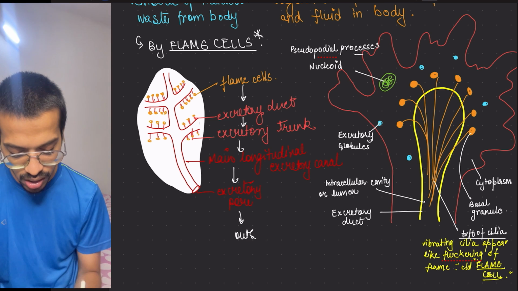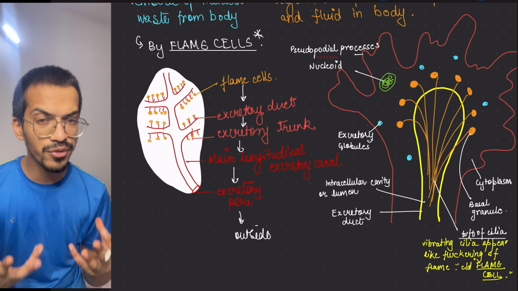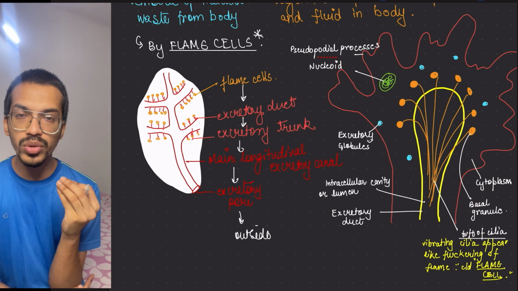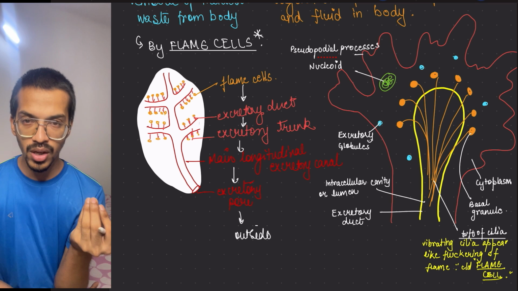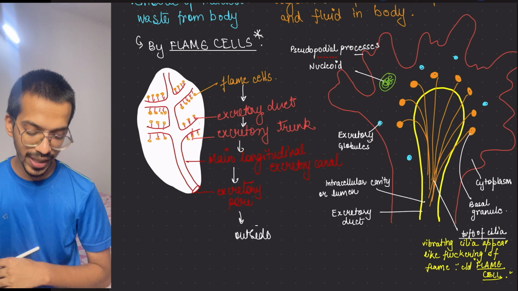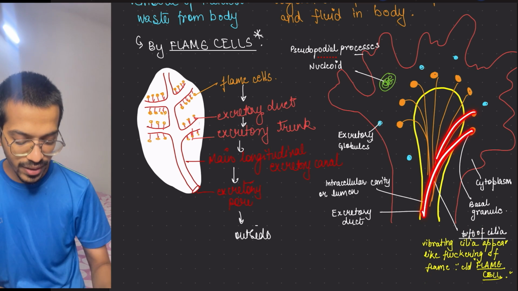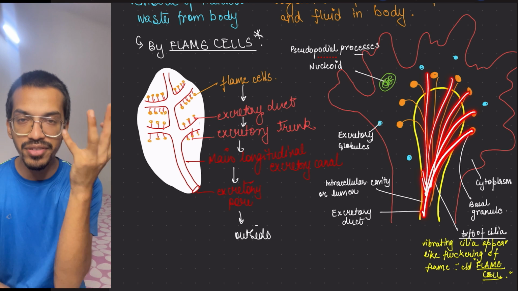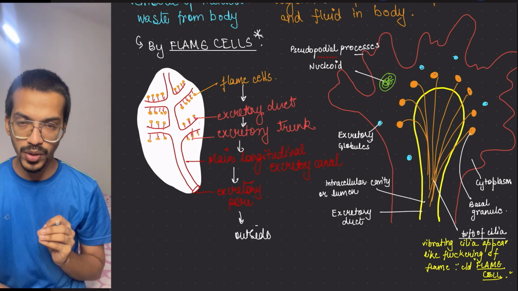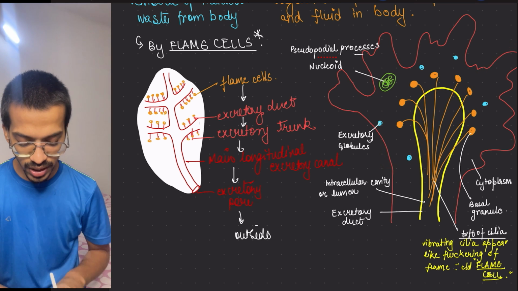And this is how a flame cell will look. Now the question is why the word flame? If you have seen a flame, it is moving like this. This is the flickering of the flame. This flickering of the flame feature comes because of the cilia which are present here. When these cilia vibrate, it appears like a flame is there. So that's why this name comes up. Okay, so this thing we have understood.